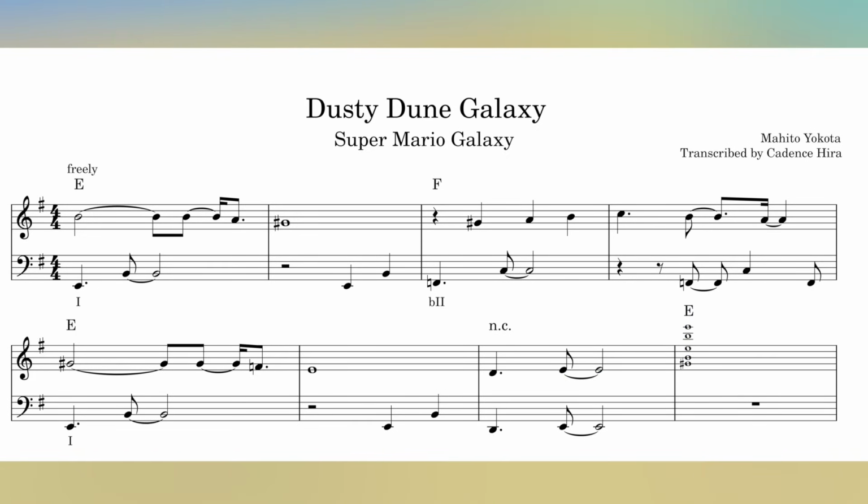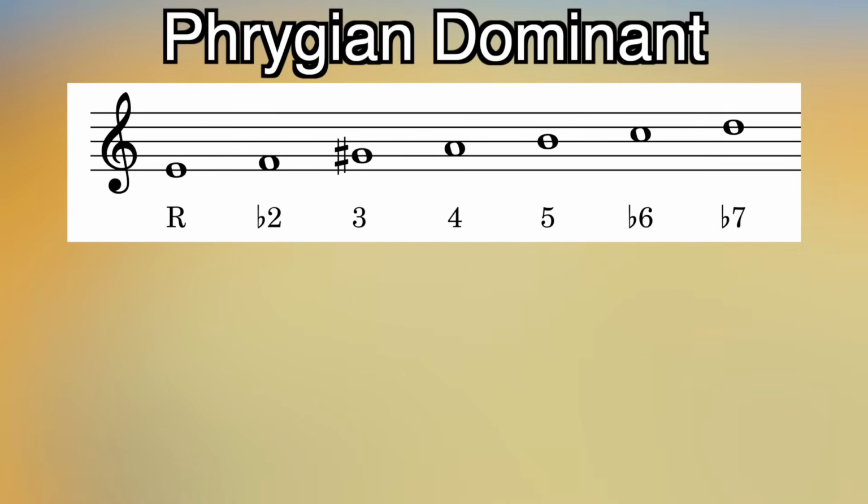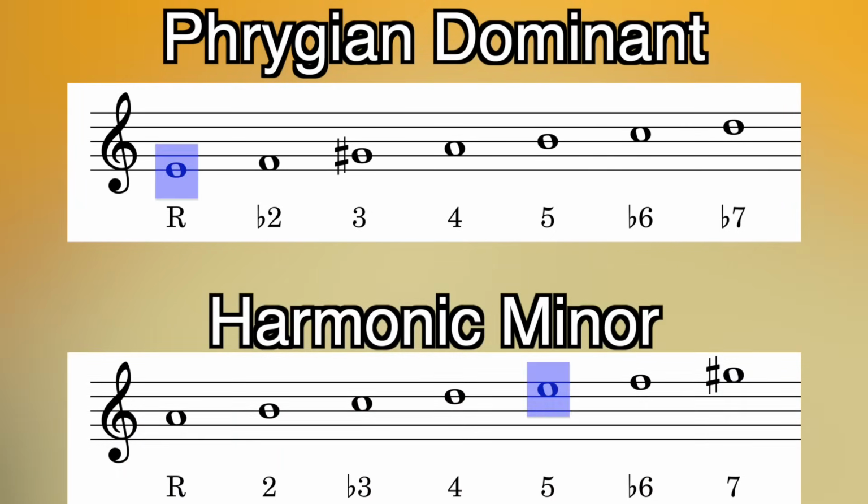Phrygian Dominant is most often characterized by its iconic 1 to flat 2 chord progression, similar to what happens in Phrygian except with a 1 major instead of 1 minor. And as mentioned earlier, melodically has this 1 flat 2-3 movement. If you're thinking it sounds a bit harmonic minor-ish, you're actually correct. Phrygian Dominant is just a mode of harmonic minor, and probably the most common one at that.